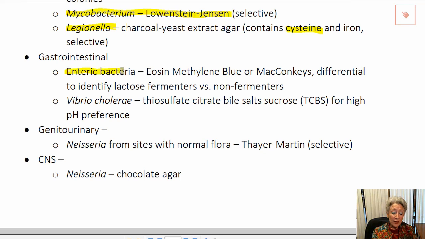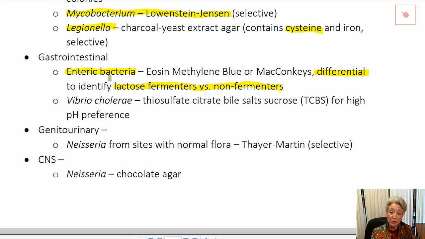For my enteric bacteria, remember, they're pretty much going to be willing to grow anywhere. Living in the intestines is not really like being on the French Riviera. So these I grow on a variety of different things, but most of them are differential media that will allow me to differentiate the fermenters of lactose versus the non-fermenters.